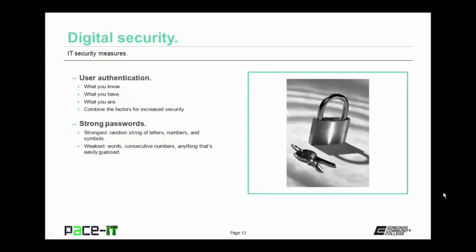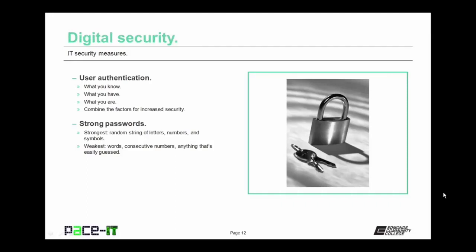Digital security also wouldn't be complete without user authentication. There are three main ways to authenticate a user. There's the what you know, username and password, what you have, like a security token, or what you are, biometrics. You can combine these factors to increase your security level.